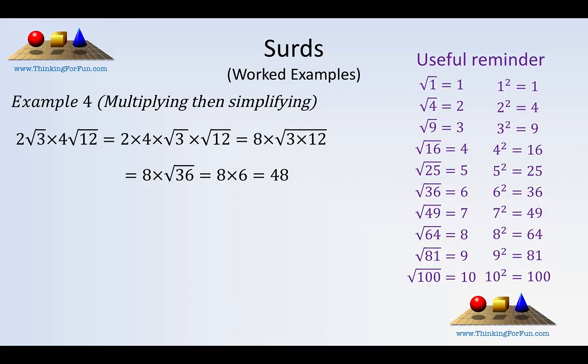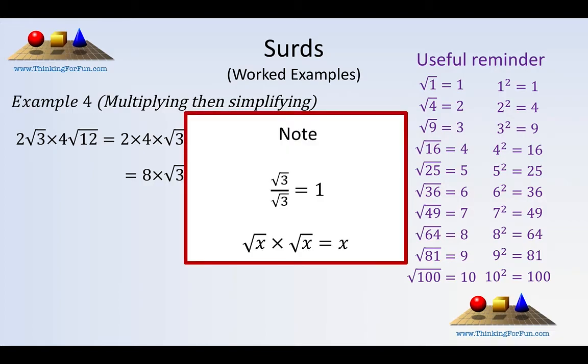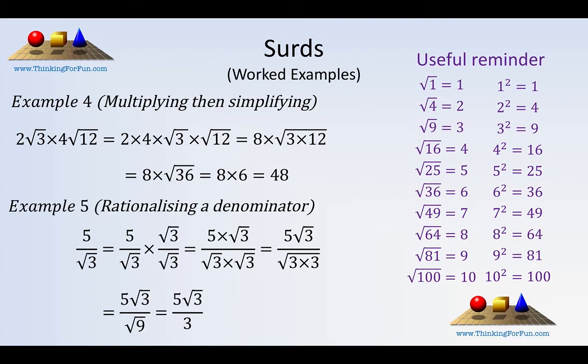For the next example, there are two things to bear in mind. Multiplying the top and bottom of a fraction by the same number is equivalent to multiplying the fraction by 1, and therefore it is unchanged. Also, multiplying the square root of any number by itself equals the number. This final example involves rationalising the denominator when it contains a surd.